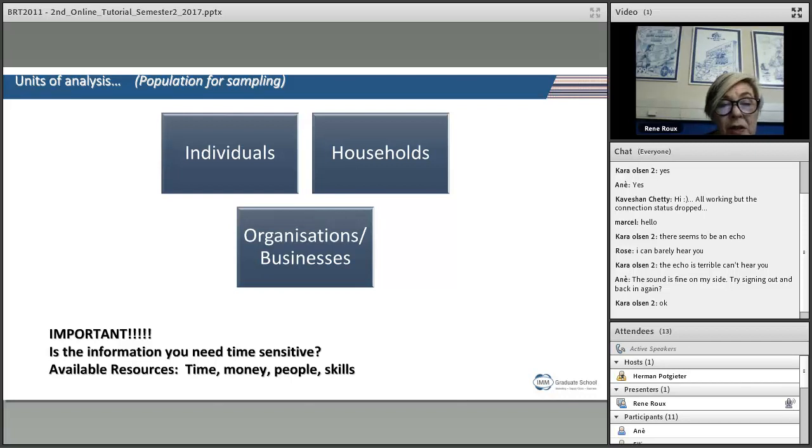Now, the units of research, units of analysis. It actually means who is your population, who you're going to use for sampling, who are the people that you are going to contact to give you that information for the research problem. Who? Are they individuals, households, organizations, or businesses? It's important that you understand the unit of analysis, and to remember that it has an impact on time, money, people, and skills.